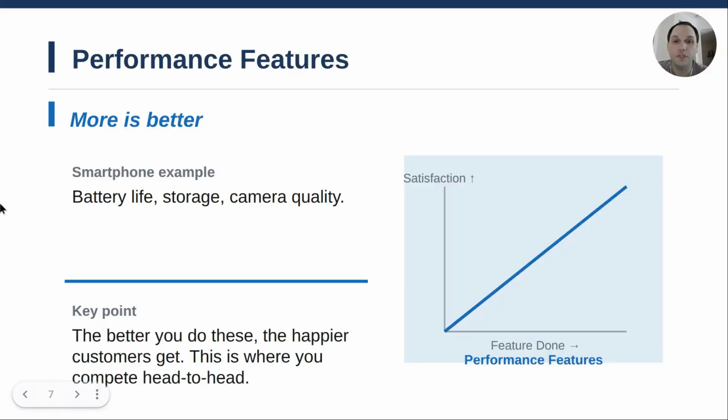Next, performance features, the ones where more is better. Think battery life, storage, camera quality. The better you do them, the happier your customers get, in a pretty straight line. This is the category where you compete head-to-head with everyone else, because customers can directly feel the difference. If you want a feature to be a selling point, this is usually where it lives.